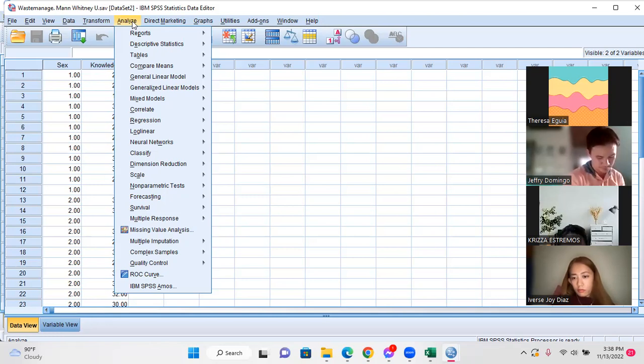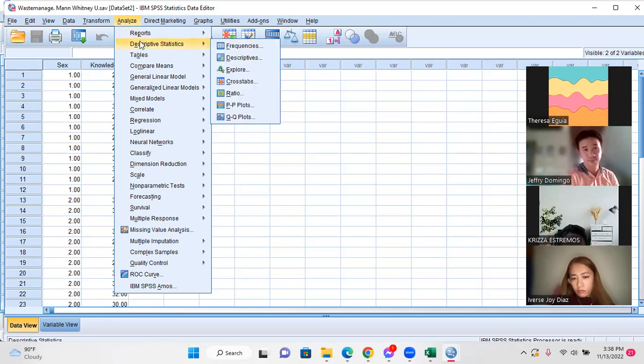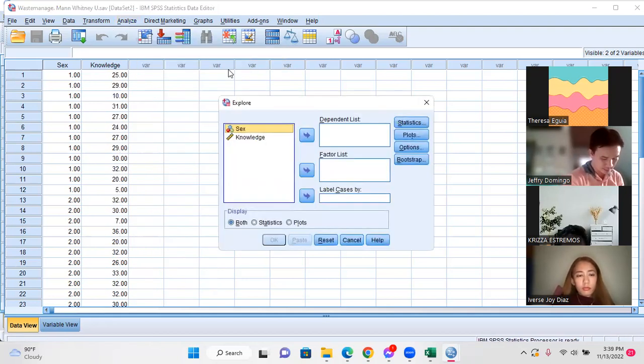Who will volunteer? Descriptive, explore, then dependent list, kung ano yung dependent variable. Bale, ito, pareho lang din ang problem nito is to identify kung sino ang may mas knowledge sa waste management. Is it the male or female?